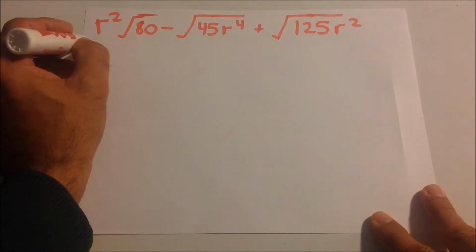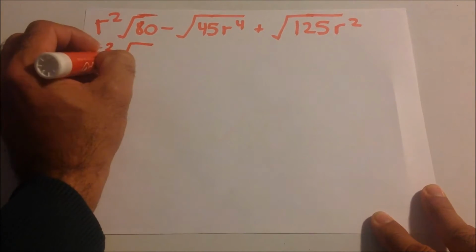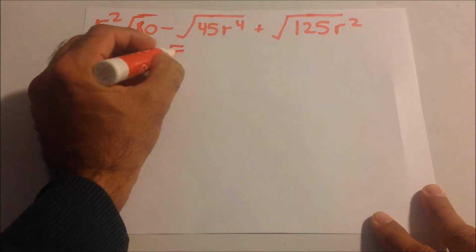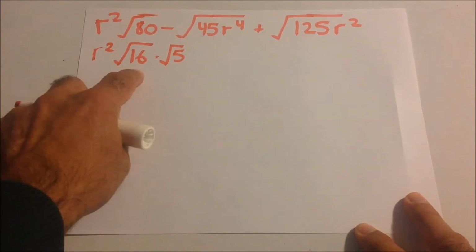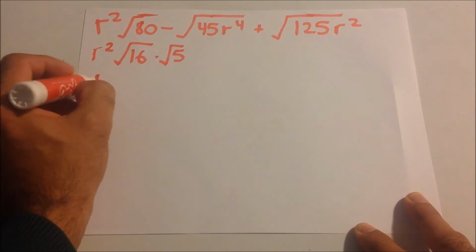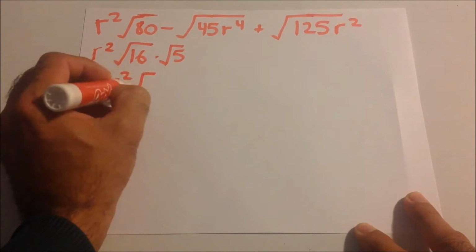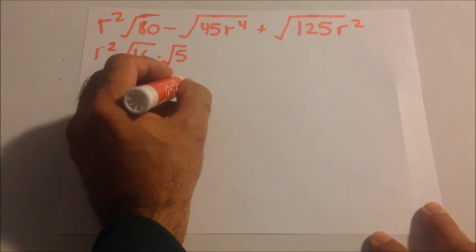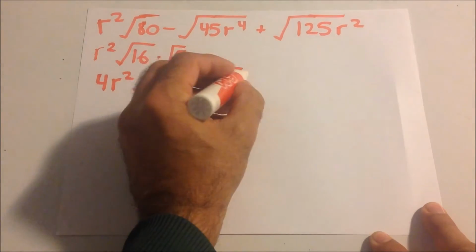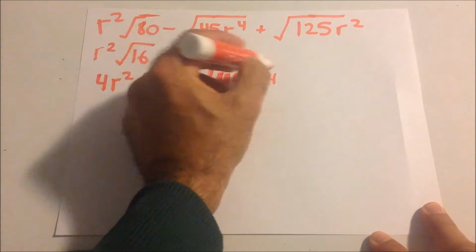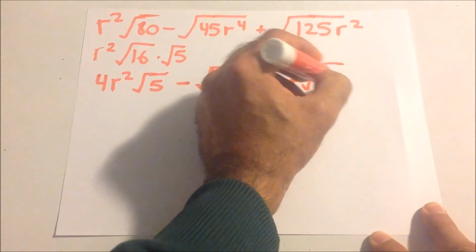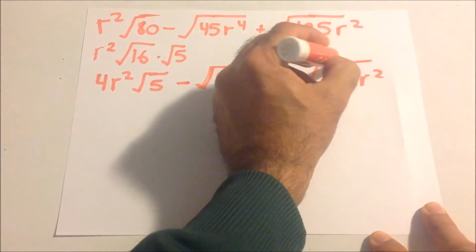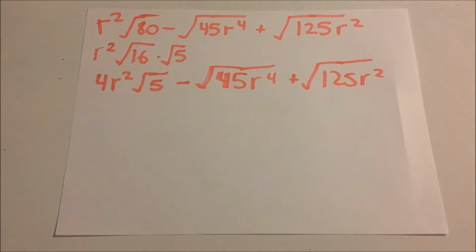So we have an r squared, and then we can go the square root of 16 times the square root of 5. The square root of 16 is 4, so the 4 is now free, so it's 4r squared square root of 5. Okay, and let's just do the rest slowly. Minus the square root of 45 r to the 4th, and plus this. Again, let's look for more perfect squares.